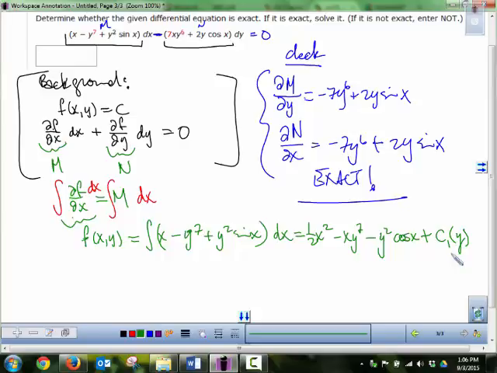Okay? Is that cool? All right. This is one possible answer. And what we want to do is, since we took two derivatives, we should probably expect to do two integrals. And we know that the derivative of f with respect to y was equal to n.